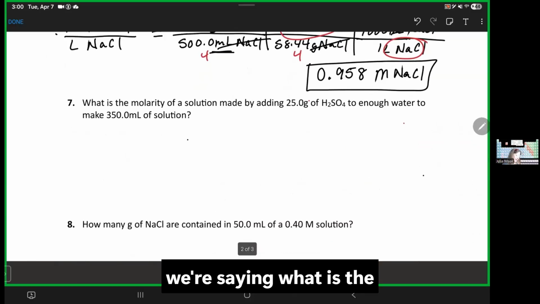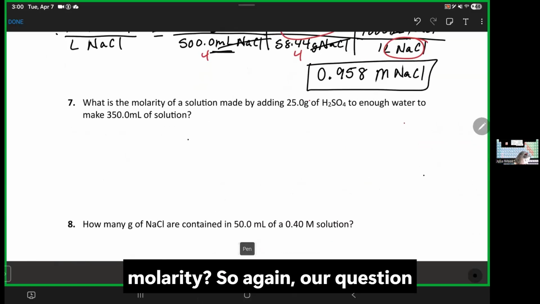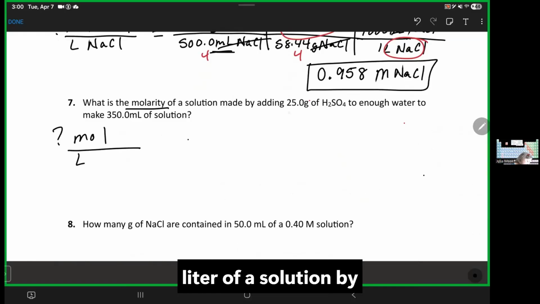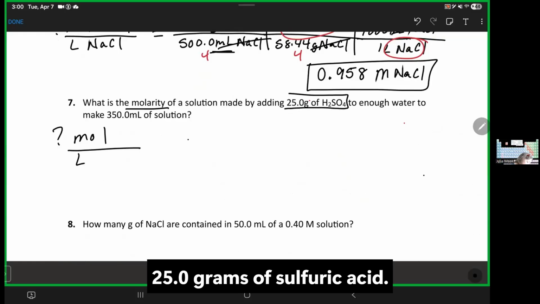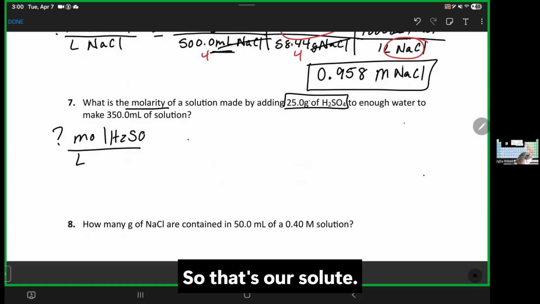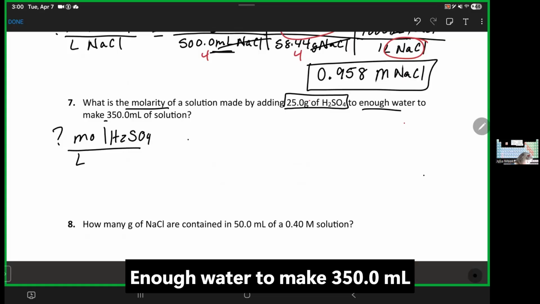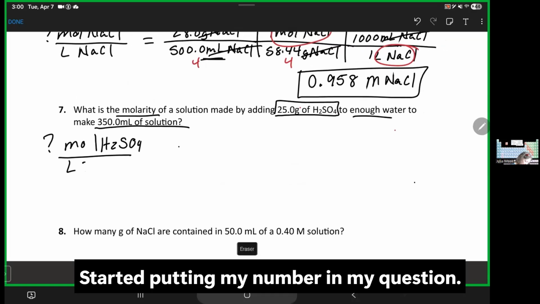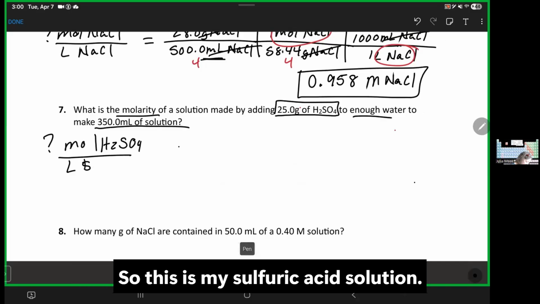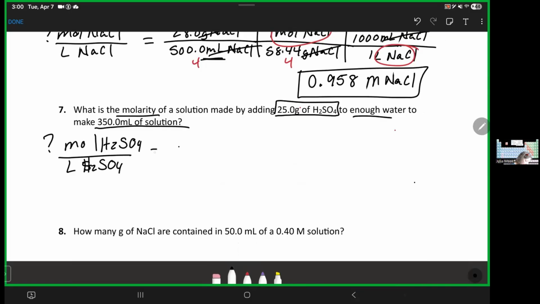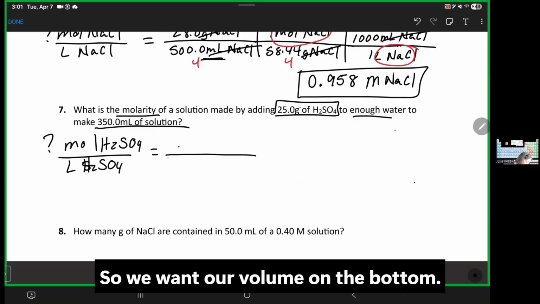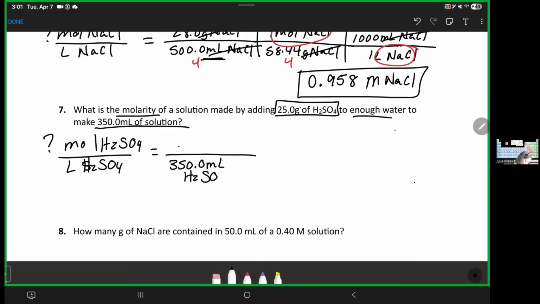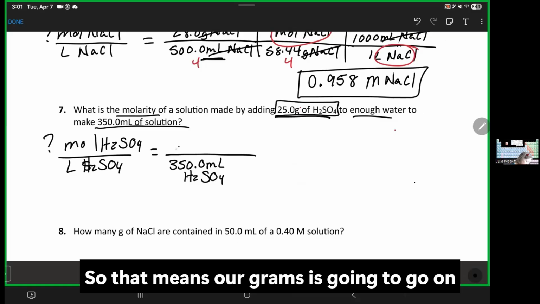Okay, so now we're saying what is the molarity? So again, our question is moles per liter of a solution by 25 grams of sulfuric acid. So that's our solute. Enough water to make 350 mils of solution. Oh, I started putting my number in my question. So this is my sulfuric acid solution. So we want our volume on the bottom. So we put our 350 mils of that solution on the bottom. So that means our grams is going to go on the top.